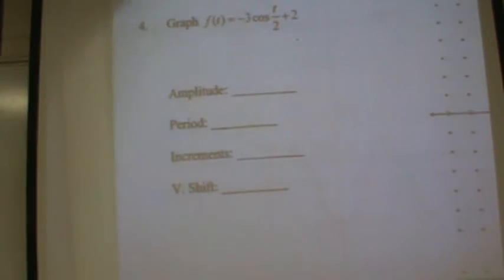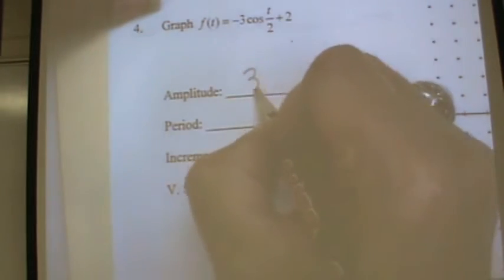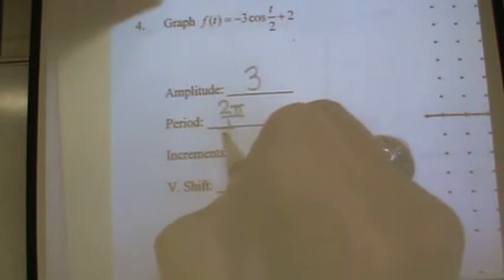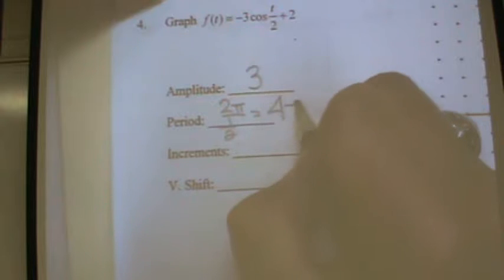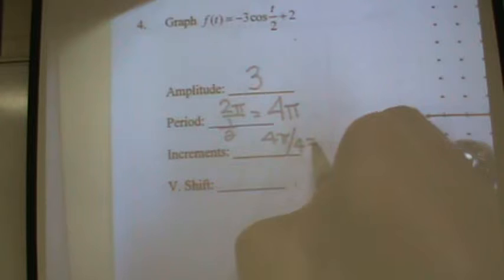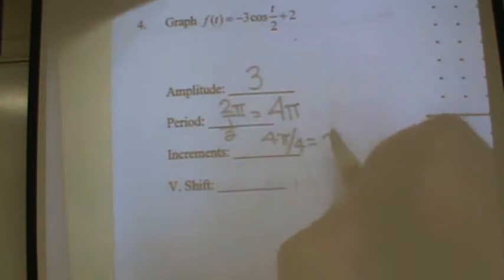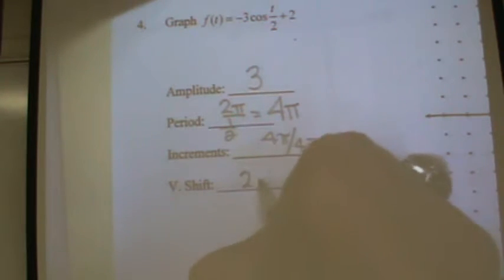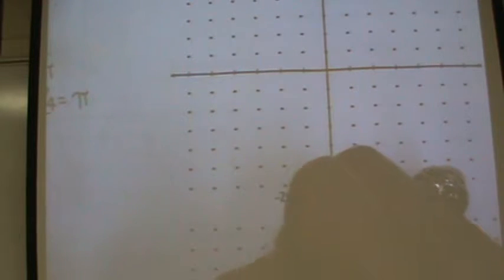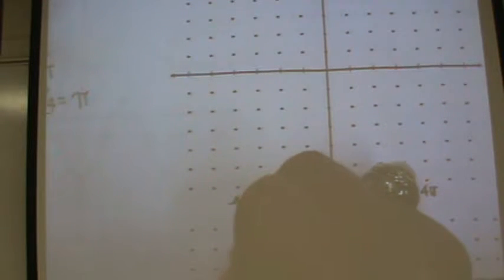What's the amplitude on this one? 3, good. How do you do the period? 2 pi over 1/2, which means what? Good. Cut this into what? 4 pi over 4, and you get pi. You're gonna count by 2, so you're counting by pi, right? 1 pi, 2 pi, 3 pi, 4 pi. -1 pi, -2 pi, -3 pi, -4 pi.